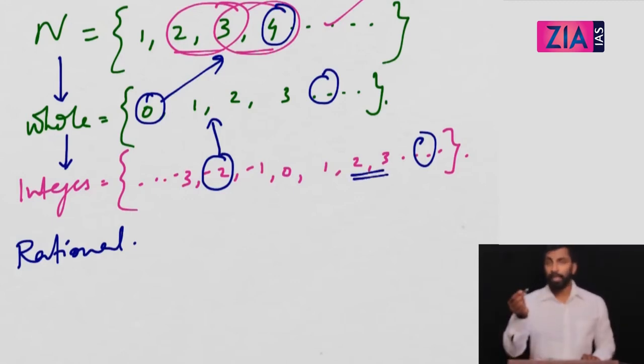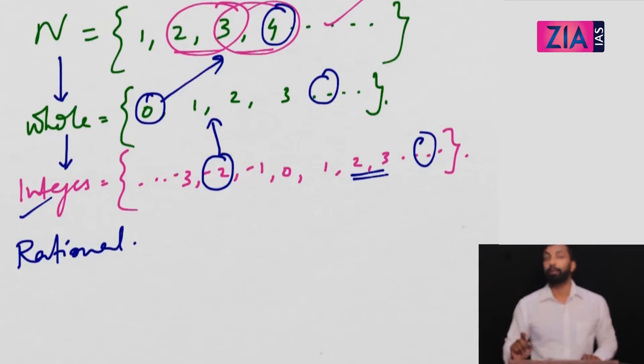Okay, 2 into 3 you get 6. 6 you can represent in the integers, or you can represent in the whole numbers, or if you want, you can represent in natural numbers. If you take minus 1 and 6, when you multiply, you get minus 6. That also you can represent in integers.